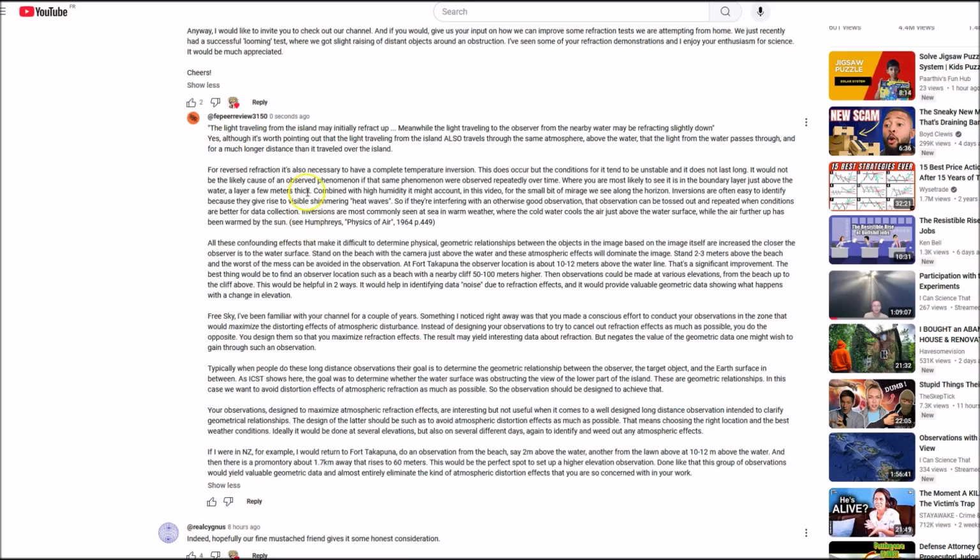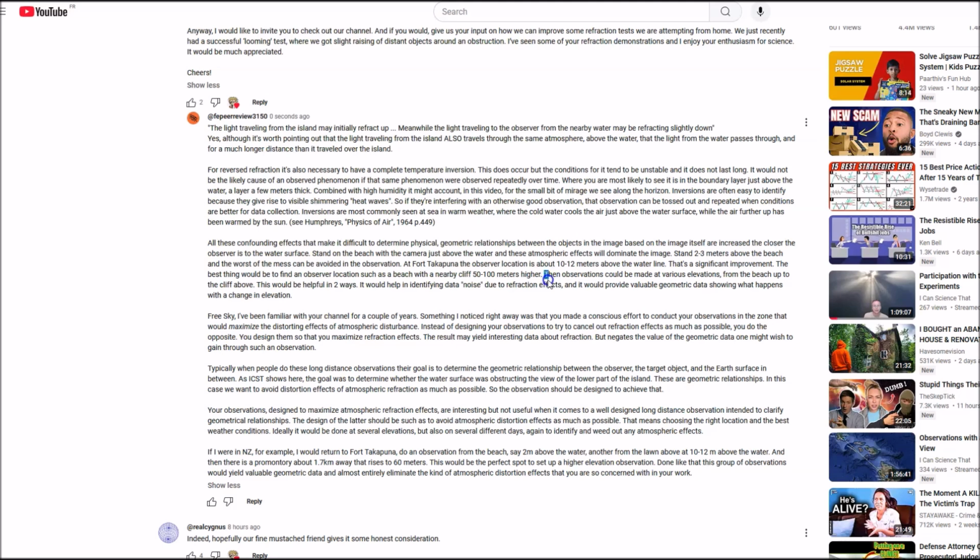So, stand on the beach with a camera just above the water, and these atmospheric effects will dominate the image. Stand 2 to 3 meters above the beach, and the worst mess can be avoided. At Fort Takapuna, the observer location is about 10 to 12 meters above the waterline. That's a significant improvement. The best thing would be to find an observer location such as a beach with a nearby cliff 50 to 100 meters higher.